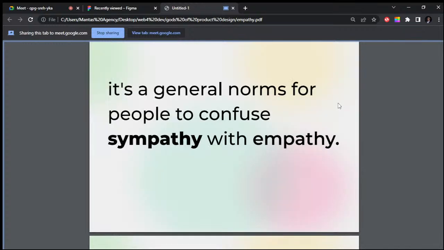It's a general norm for people to be confused when we talk about empathy. Most times people relate empathy with sympathy. So it's common for somebody to say, I sympathize with you. Somebody can still come and tell you, I empathize with you, while what the person is actually doing is sympathizing with you. So what is actually empathy? And what is the difference between empathy, sympathy, pity, and of course compassion? These are the things you're going to find out in today's class.